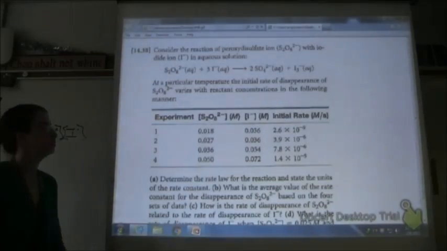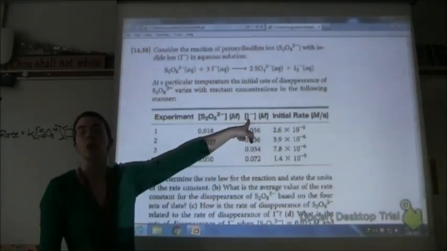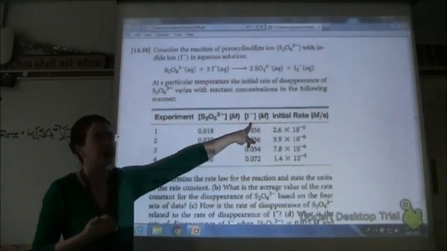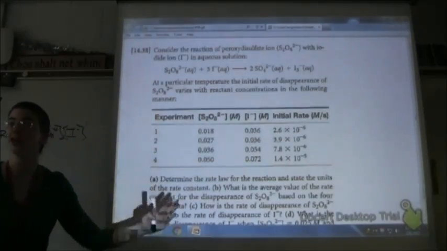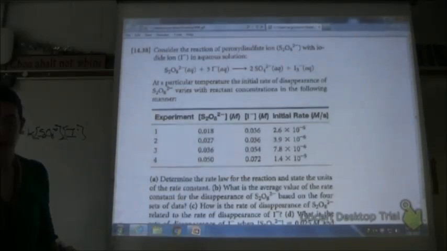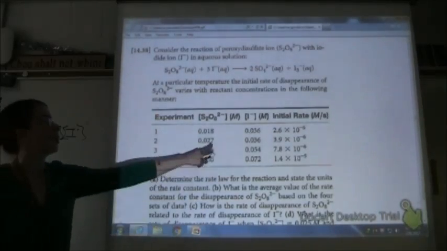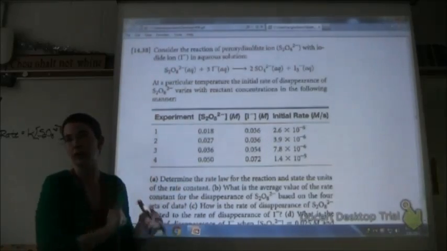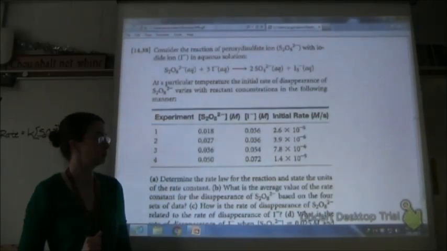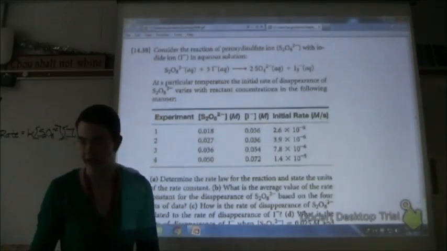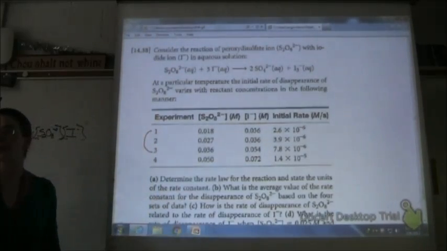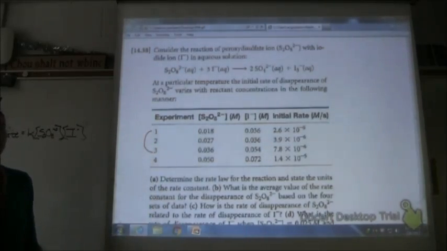All right, well, I minus is the one that is my unknown. I don't know what the exponent is for this guy. So pick for me, ladies and gentlemen, two lines where I minus is changing, and I don't care what the other reactant is doing. 1 and 3, fine. Okay? 1 and 3. Sounds good.